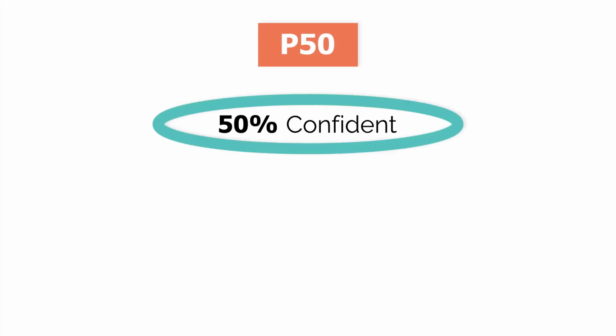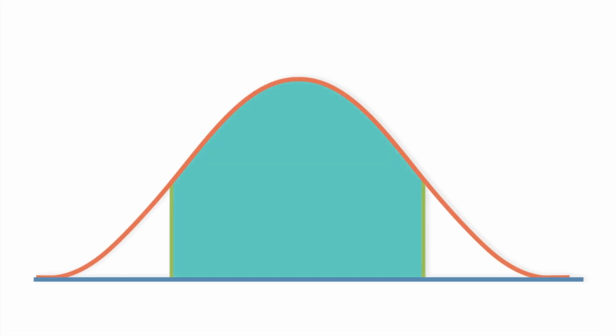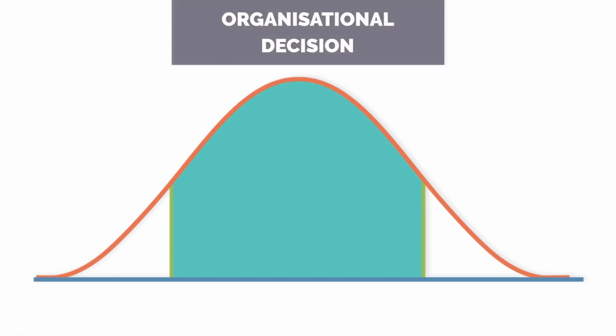For a P50, we can say that we are 50% confident that the final cost, once the project is delivered, will not exceed the estimated cost of $10. Alternatively, if we were to use a P90, we could say that we are 90% confident that the final cost will not exceed the estimate. Determining the desired level of confidence for an estimate can be done in a variety of ways. This is usually an organisational decision.